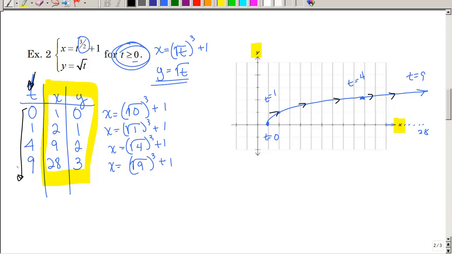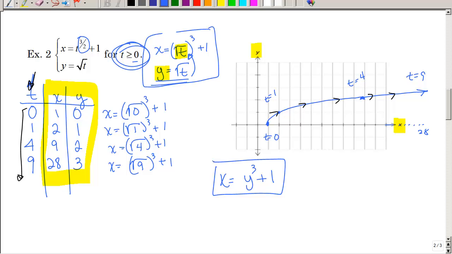Now let's eliminate that parameter. If I go back to here, the square root of t is already solved for, and I can just plug that back in here, right? So I have x equals, and in place of the square root of t, I can put y. So I have y cubed plus 1.